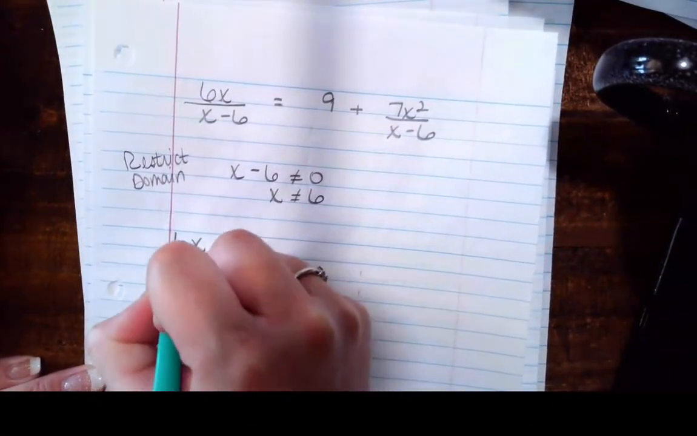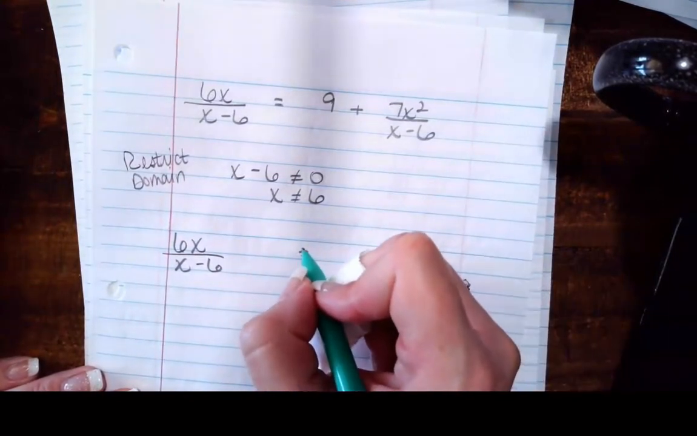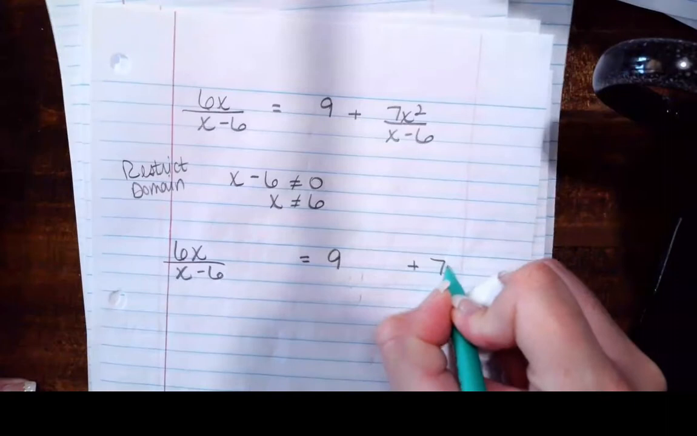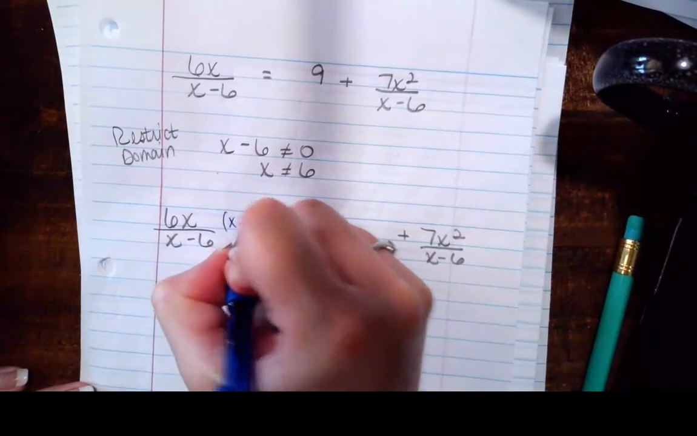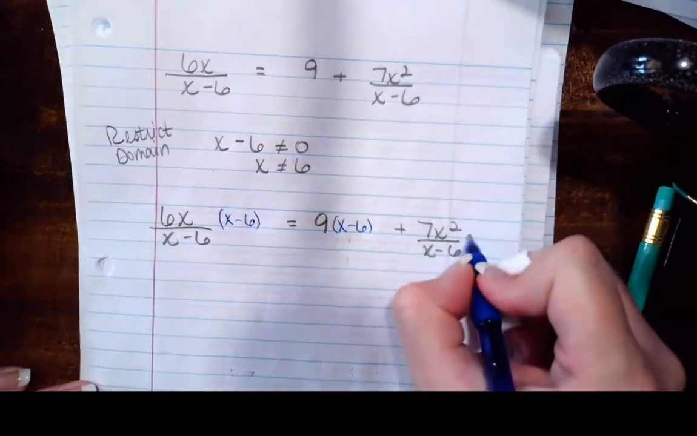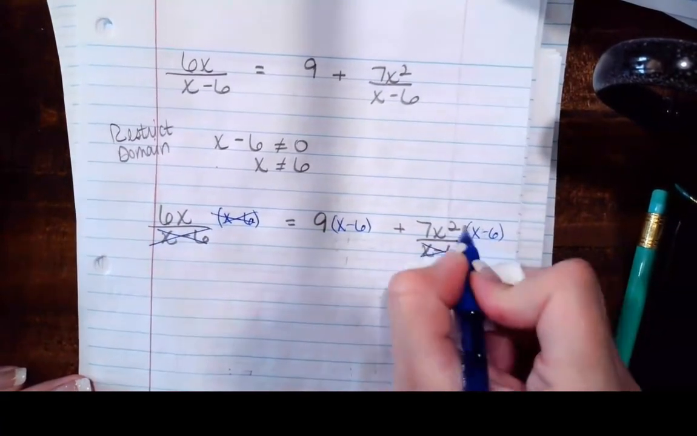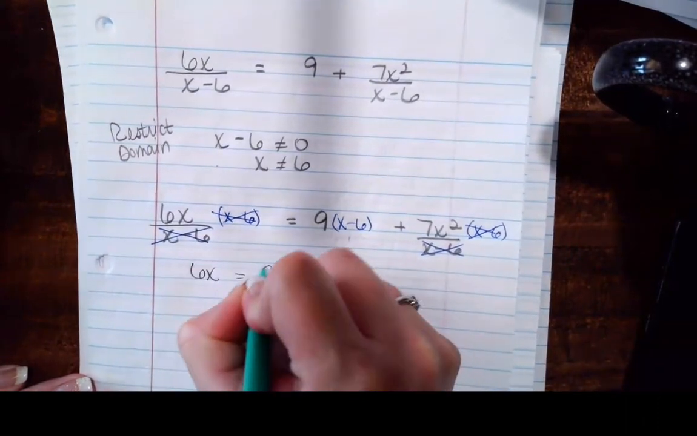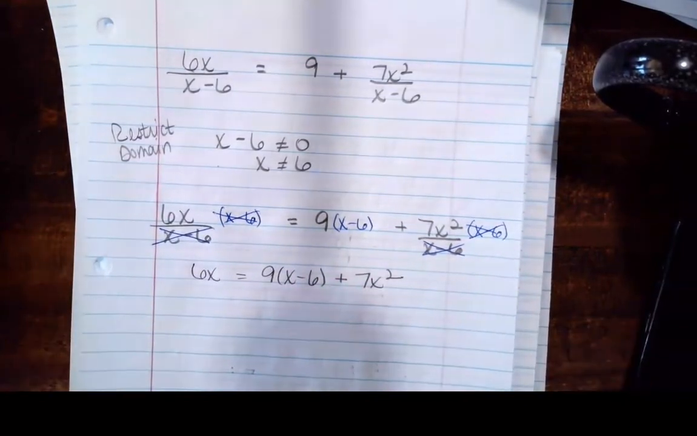If you needed a common denominator, what would it be? It would be x minus 6. So I'm going to multiply through all three chunks by x minus 6. I'm going to multiply this chunk by x minus 6, this chunk by x minus 6, don't forget him, and this chunk by x minus 6. Any number divided by itself is 1. So this is going to leave me with 6x equals 9 times x minus 6 plus 7x squared.